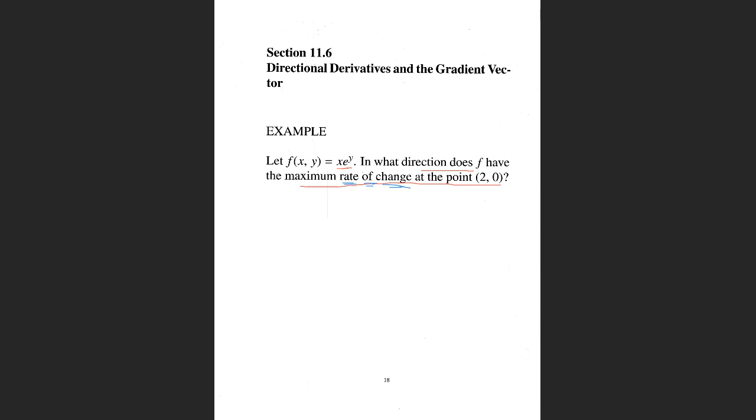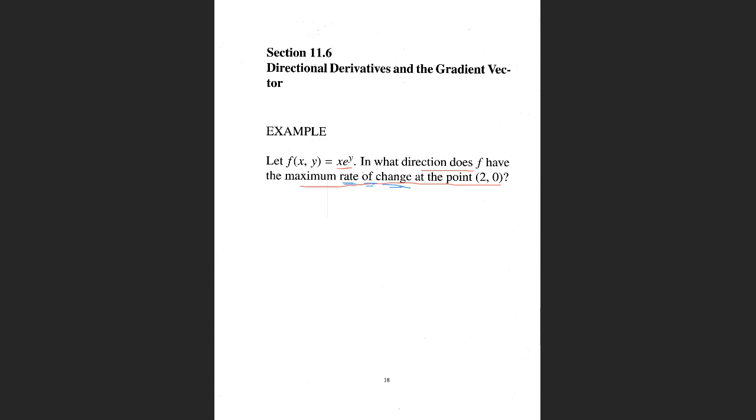I got to be a little bit careful. Hold on. Let me just check one thing on that. Because rate of change, I want to be sure. One moment, class. Yeah, in this case, it's going to be where's the surface increasing, where is it increasing the fastest?